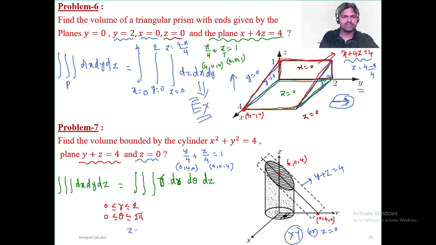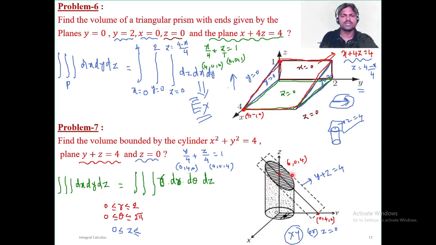Z is left. But look, z is varying from 0, right? The xy plane means it is 0. So starting from 0, what will be the upper bound? The upper bound will be this one. It's not completely z is 4. If I take z is equal to 4, that means this kind of cylinder you are considering, because this plane is 4, right? This point is 4, that's why this plane is z is 4.